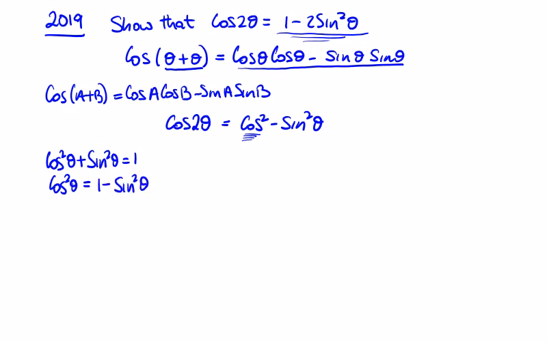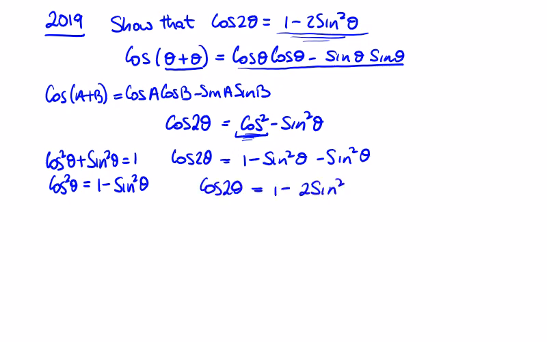So we can replace cos squared theta with 1 minus sine squared theta. We also have a minus sine squared theta there. So we're going to get cos 2 theta is equal to 1 minus 2 sine squared theta. So what we had here was replacing cos 2 theta with cos of (theta plus theta), and then identifying that we could replace cos squared theta with 1 minus sine squared theta. So that's one way to do this question. There are a couple of other ways. Let's have a look at those too.